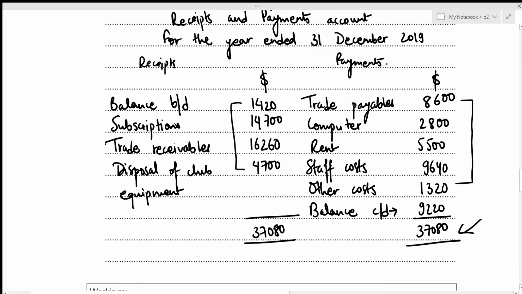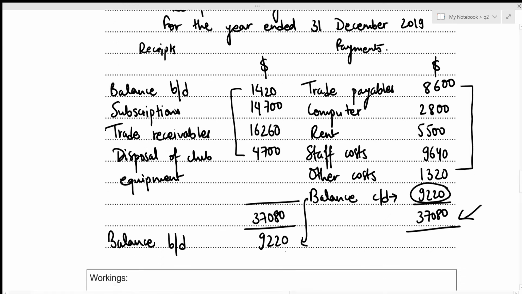And this closing balance of cash will act as the opening balance in the next period, so we just need to include it as the opening balance. So that's balance brought down with the same value of closing balance, which is 9,220. Okay, this concludes our receipts and payments account as well as the first part of this question. Now we can move towards the second one.